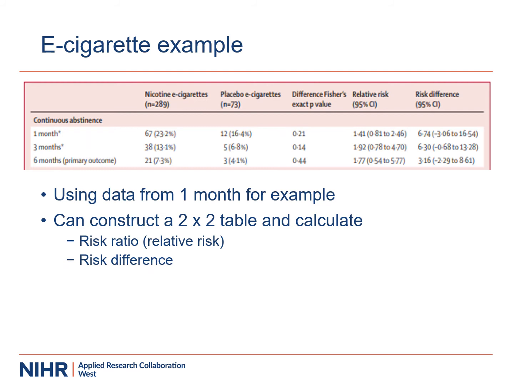So if we relate this back to the e-cigarettes example paper that you were introduced to in the introduction session, the authors have presented the number and the percentage of patients in each of the exposure groups, and then also presented the relative risk, which is just another word for risk ratio, and also the risk difference. So if we take the 1 month data, for example, you can see that this data was calculated from a 2x2 table.